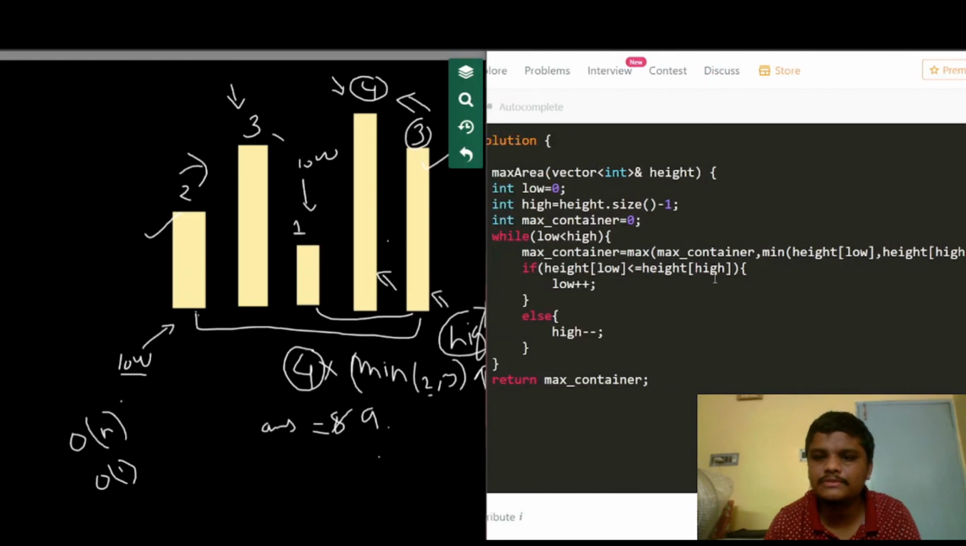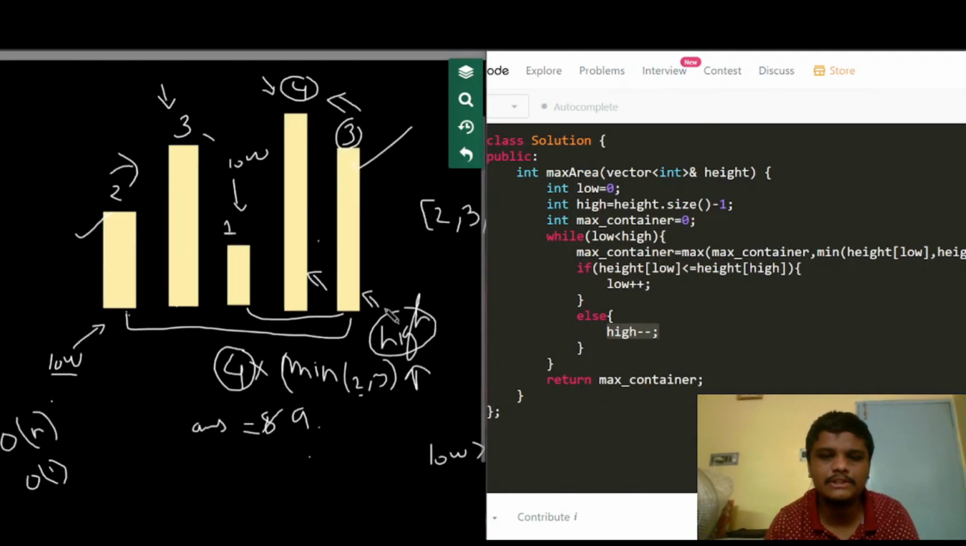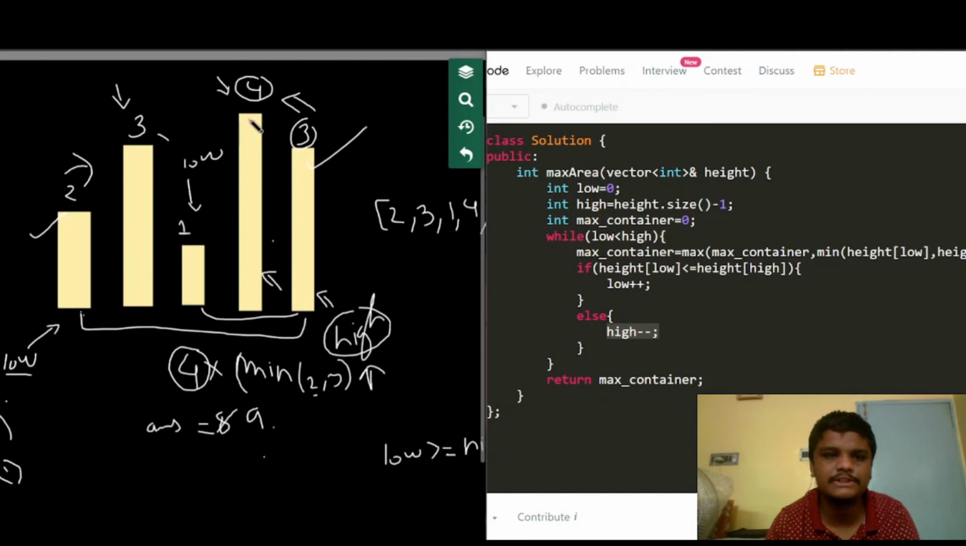Once you are done with that, we check whether the height of low is less than or equal to the height of high or not. If this condition is satisfied, then we increment the low. If the condition is not satisfied, then we move to the else part over here, and hence we decrement the high. We have already seen when low is pointing over here while high is pointing over here, then we have decremented the high pointer from here to here.